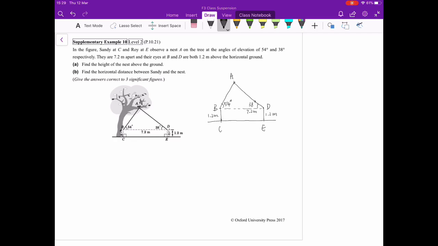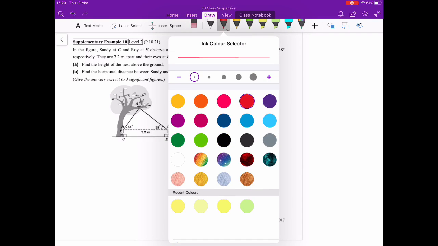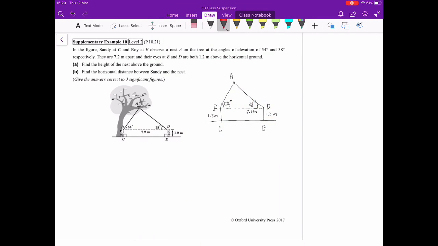Both of them are 1.2 meter high. The eyes of them, I mean. Okay, and part A asks you to find the height of the nest. Okay, what is the height of the nest? It means the perpendicular distance from the nest to the ground here.